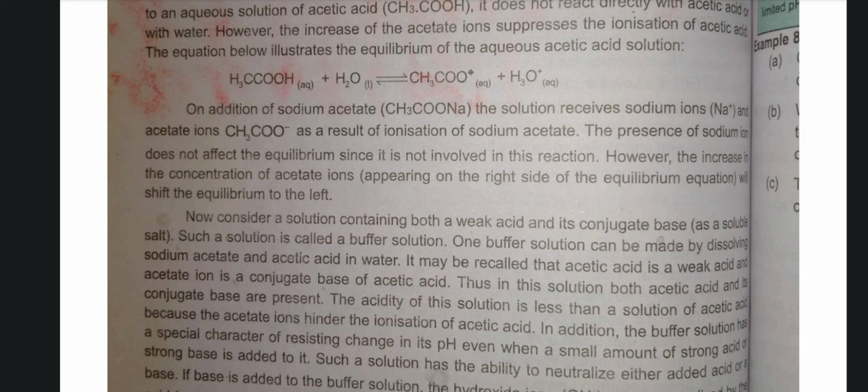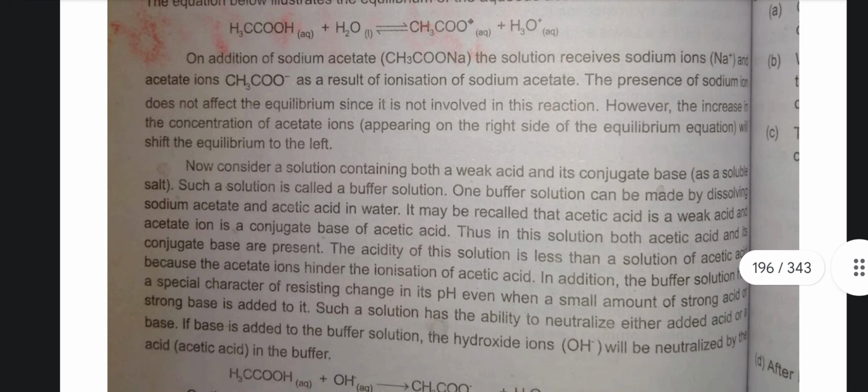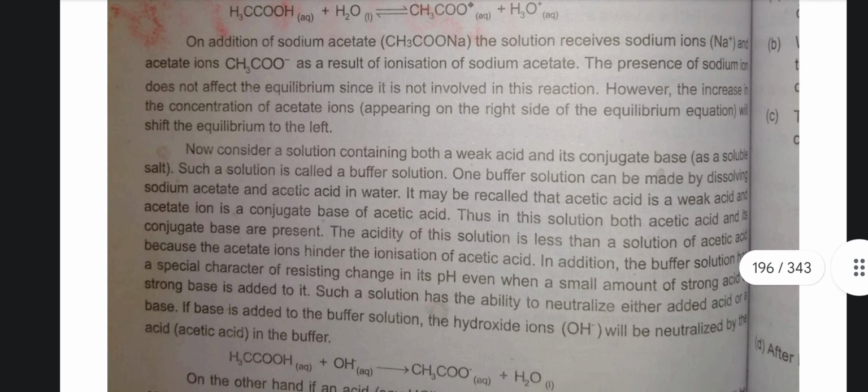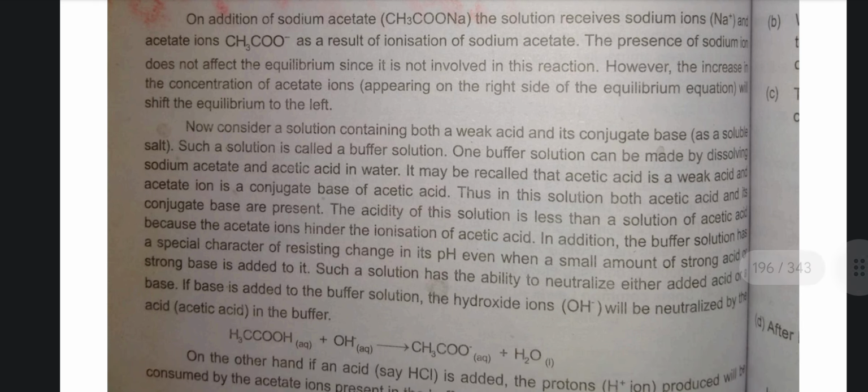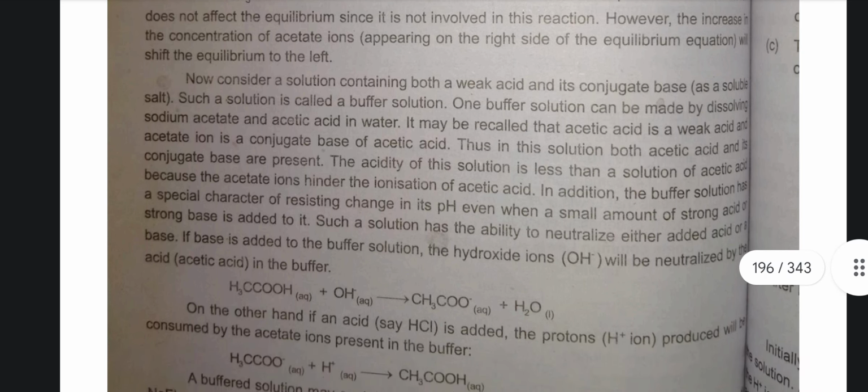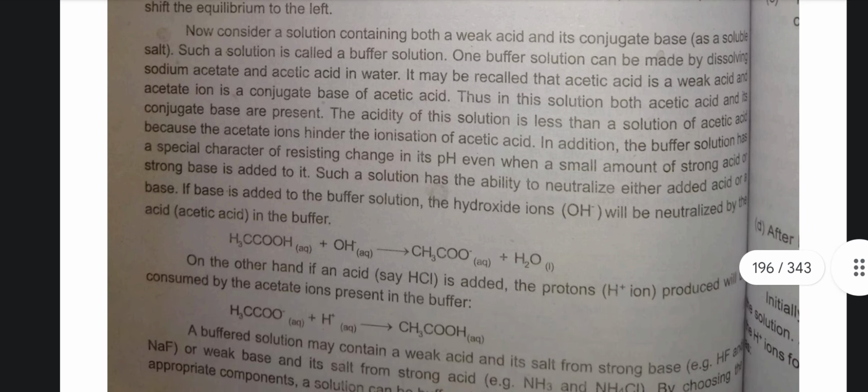On addition of sodium acetate, the solution receives sodium ions and acetate ions as a result of the ionization of sodium acetate. The presence of sodium ion does not affect the equilibrium since it is not involved in this reaction. However, the increase in the concentration of acetate ion appearing on the right of the equilibrium reaction will shift the equilibrium to the left. Now consider a solution containing both a weak acid and its conjugate base as a soluble salt. Such a solution is called a buffer solution.